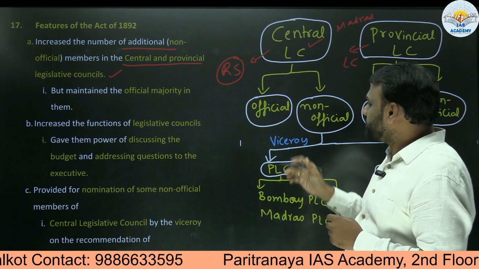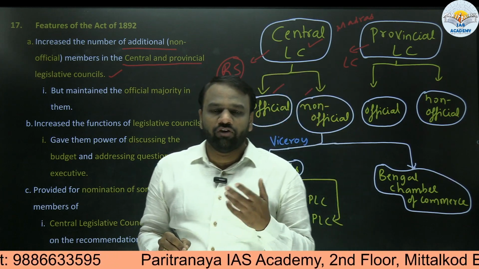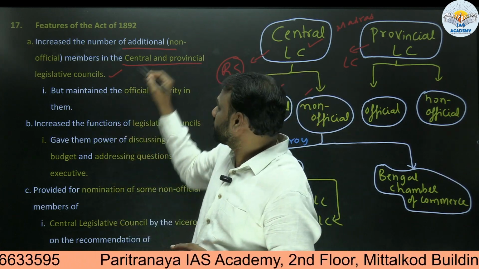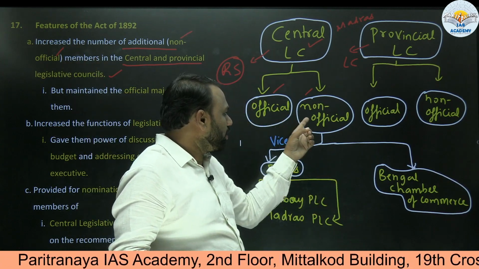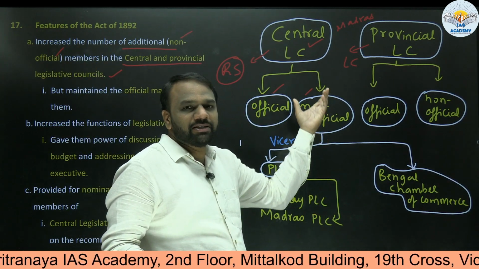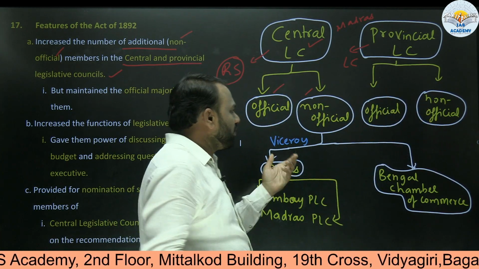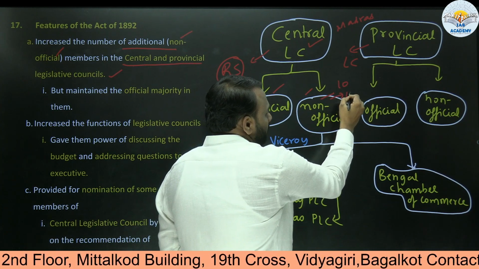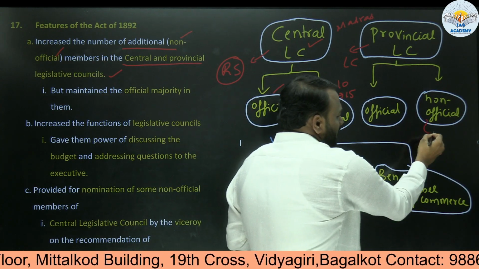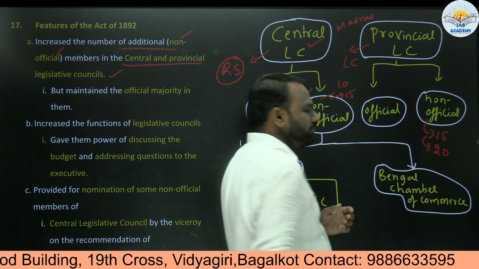But as I said, there are two types of members, official members and non-official members. So which members increased? Official members or non-official members? Here we get the clue: non-official members. Among the official and non-official, the non-official members increased, both at the center as well as at the provinces. For example, if previously there were 10 non-official members, now they might have become 15. If previously there were 15 non-official members, now they might have become 20.